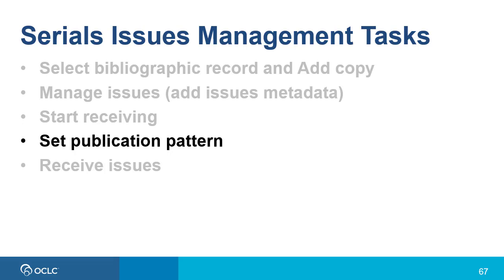And finally, you will not be able to set a publication pattern for titles that are published irregularly or not one of the more common frequencies. For these titles, this just means that one WMS library will need to add the issue's metadata for each issue before receiving it. Whereas if there's a publication pattern set, the issue's metadata will be automatically created for the next issue after you receive an issue for your institution.